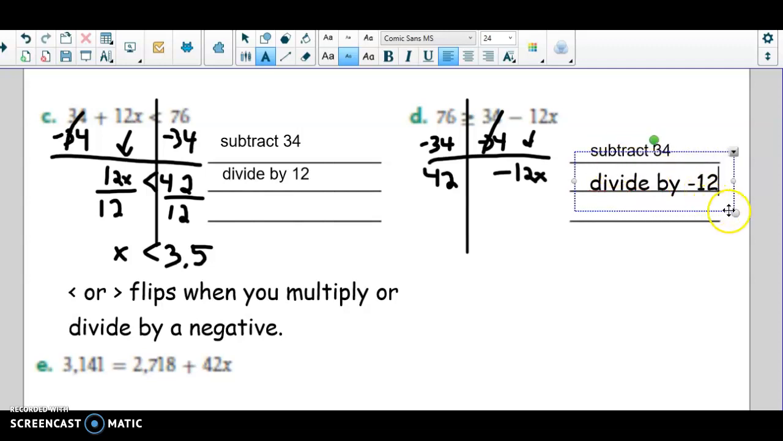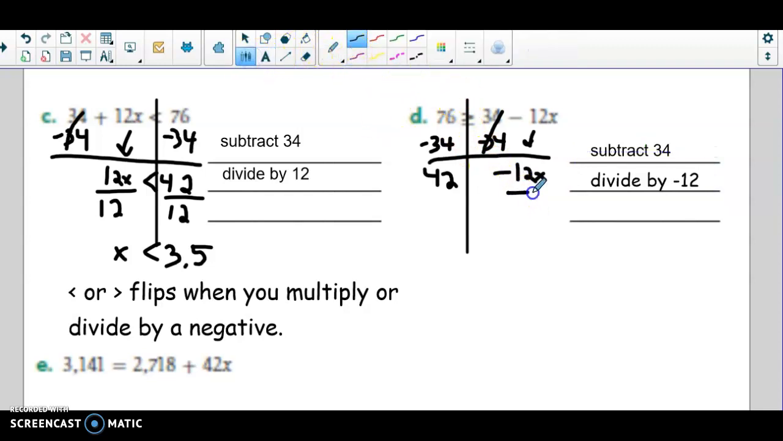Now pay attention, right? Because when you divide by a negative, the inequality symbol is going to flip. So let's pay attention to what we do next. When we divide by negative 12, let's pick a nice color. This inequality symbol is going to change direction. It's going to change to this, the other way.